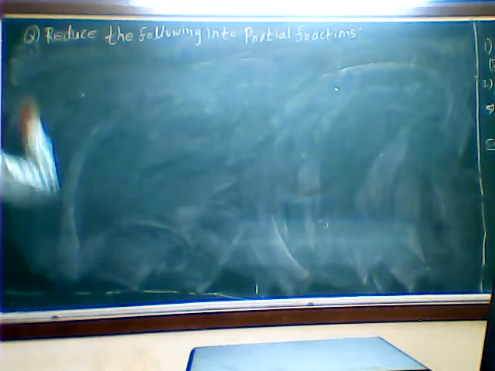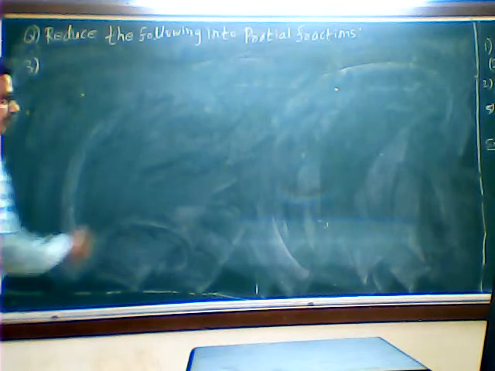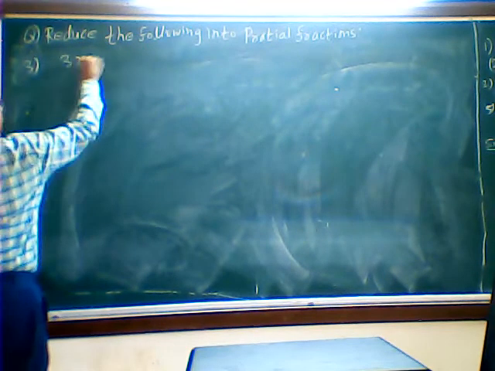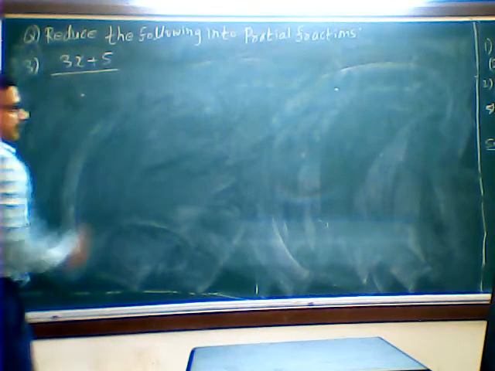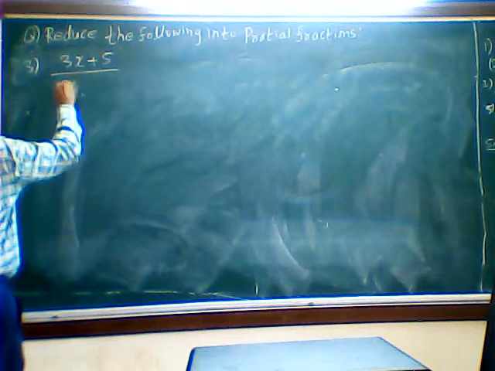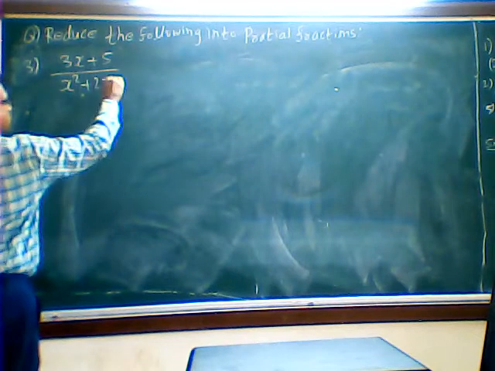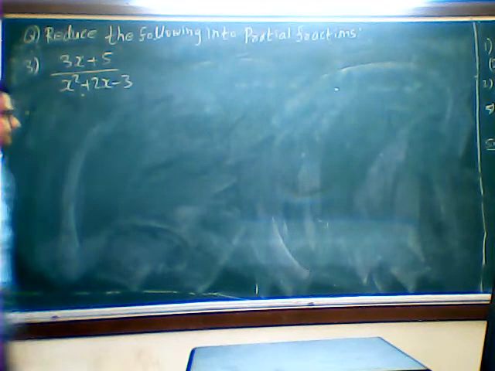Third problem will be 3x plus 5 divided by x square plus 2x minus 3.